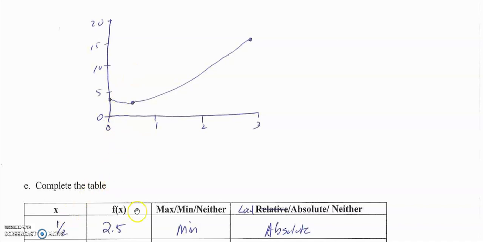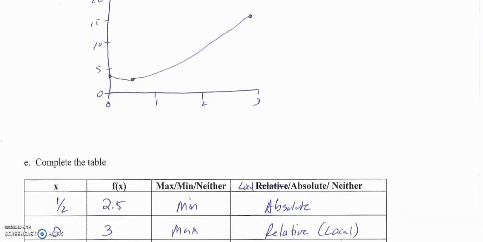So the first point, 1/2, 2.5, that is going to be a minimum, and it's the lowest point in the entire graph, so we have an absolute minimum. The next point is 0, 3. That's a maximum, but it's not the highest point in the entire graph, so that would be a relative or local max.